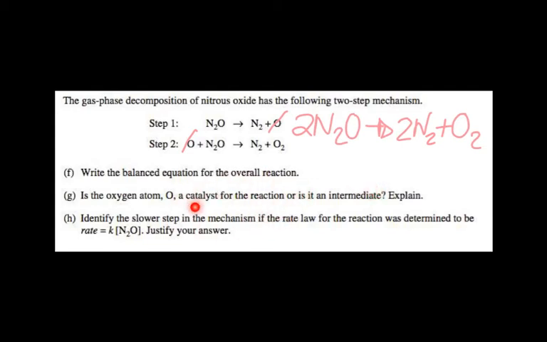If O were a catalyst in the reaction, it actually would not be seen at all in the reaction mechanism. And that's how we know that it's an intermediate, because it is seen and it is consumed.